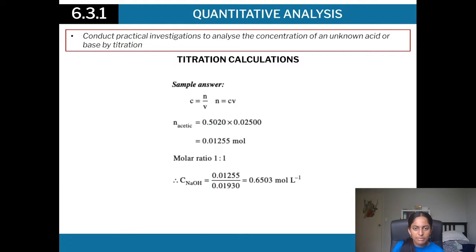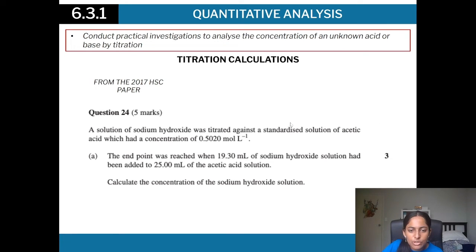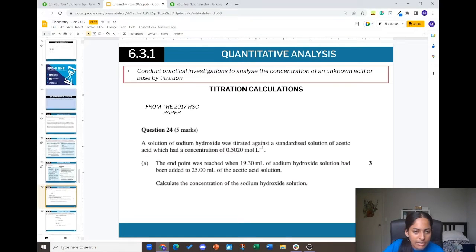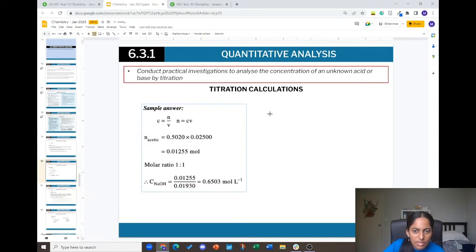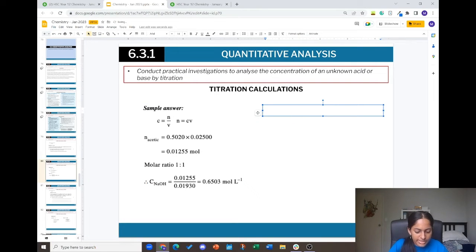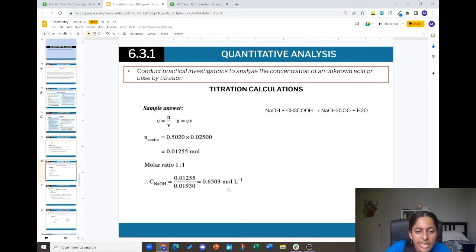So let's go through this step by step. First thing you need to do is write down an equation between acetic acid and sodium hydroxide. So let's go ahead and write that down. In this case, it's pretty much NaOH plus CH3COOH going to NaCH3COO plus H2O. I know I'm not writing the states, but you can figure that out.